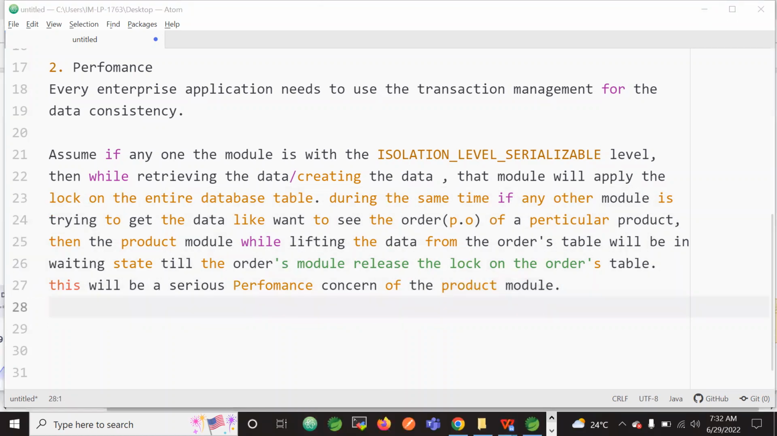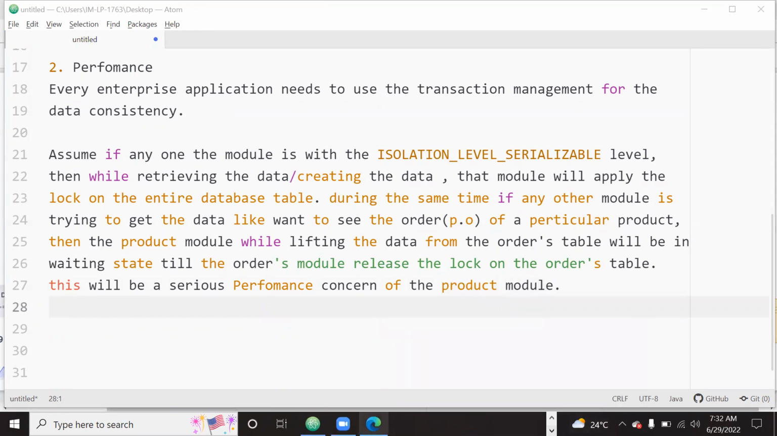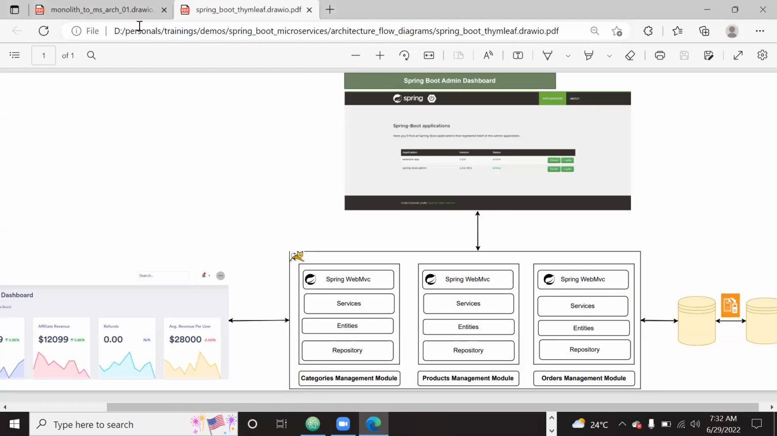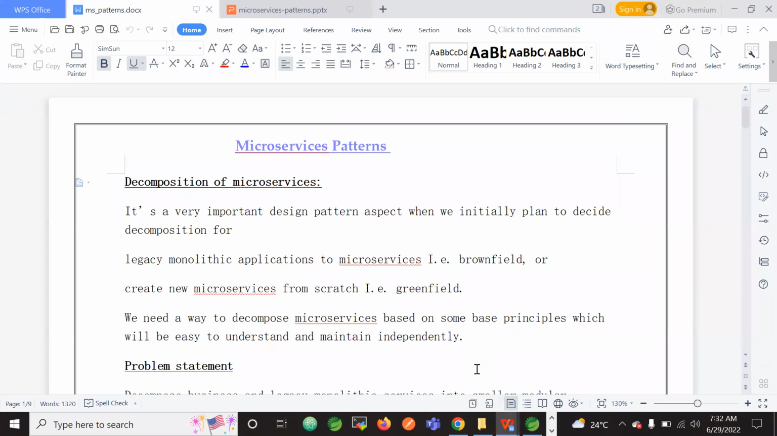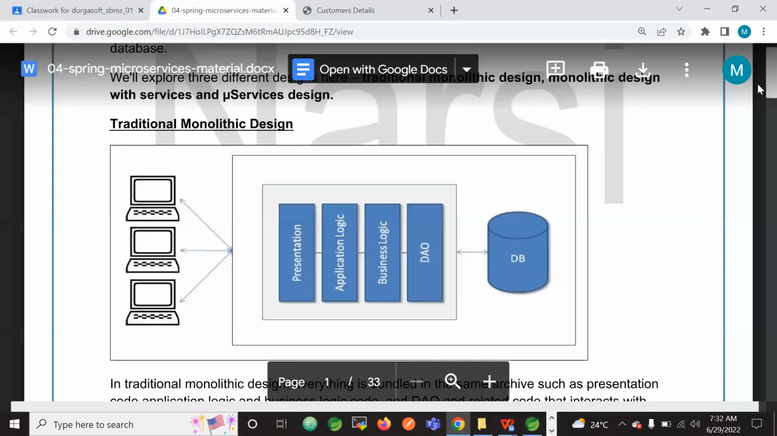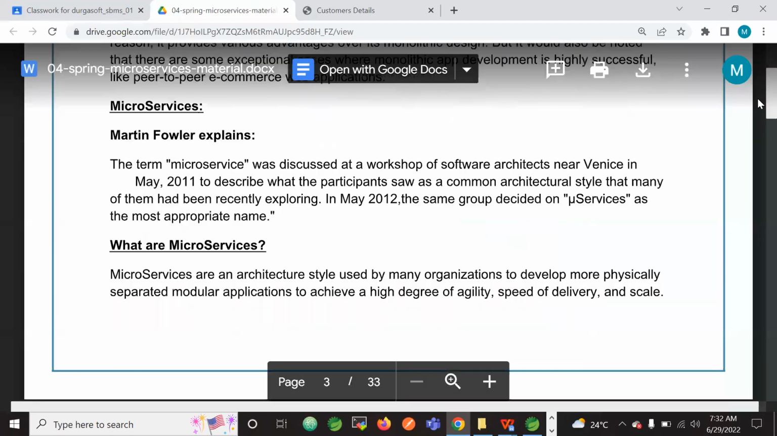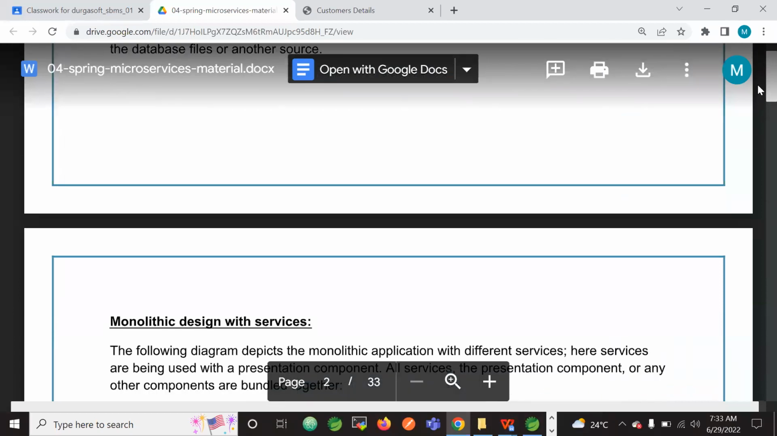So these are the problems with the monolithic application, right? These are all the problems with the monolithic application. The solution for these monolithic application problems was given by microservices. So if you can see, these are all the problems with the monolithic design.